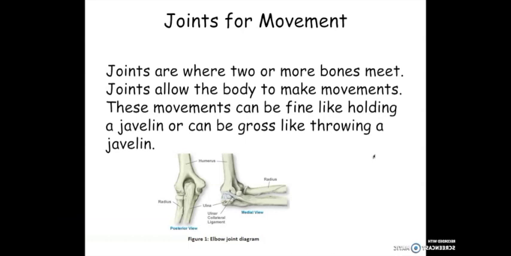So you can see an example down here of the arm. You've got the humerus, the long top bone in the arm, and then you've got the radius and ulna. So there's 3 bones meeting there in that joint.